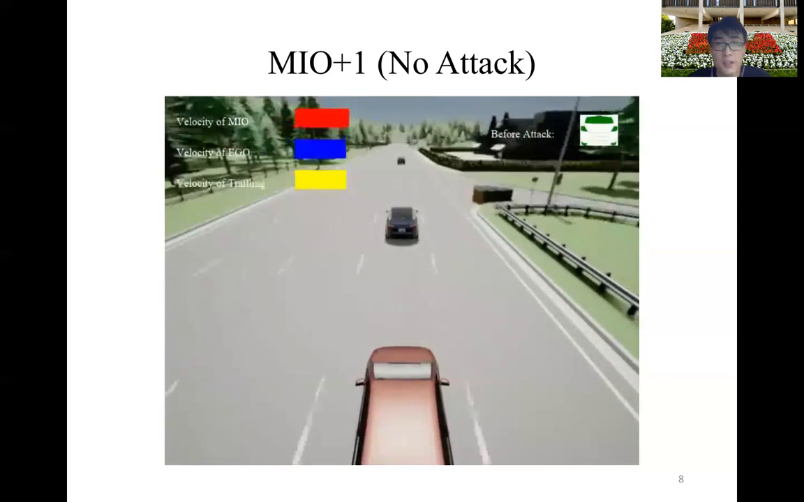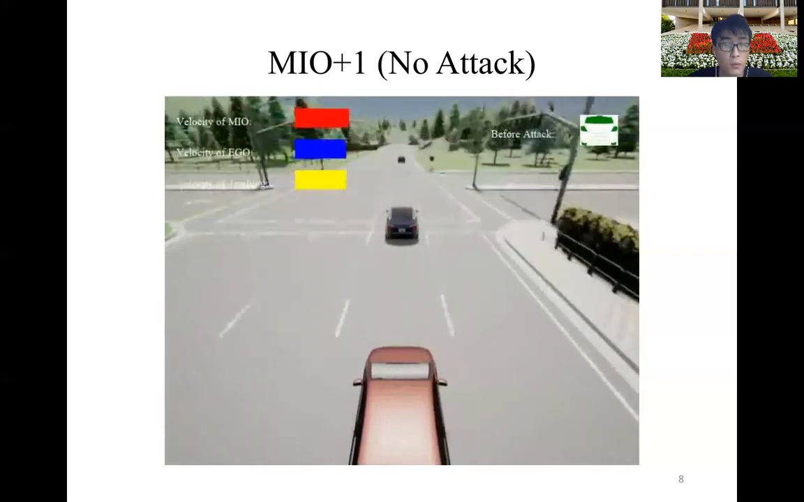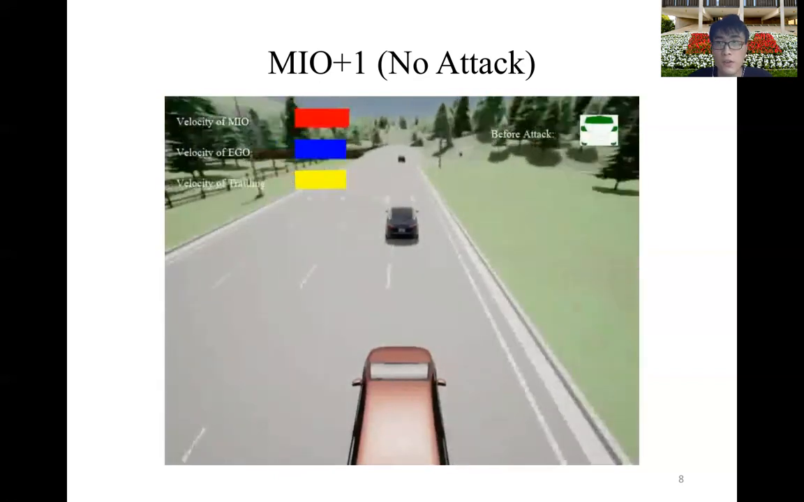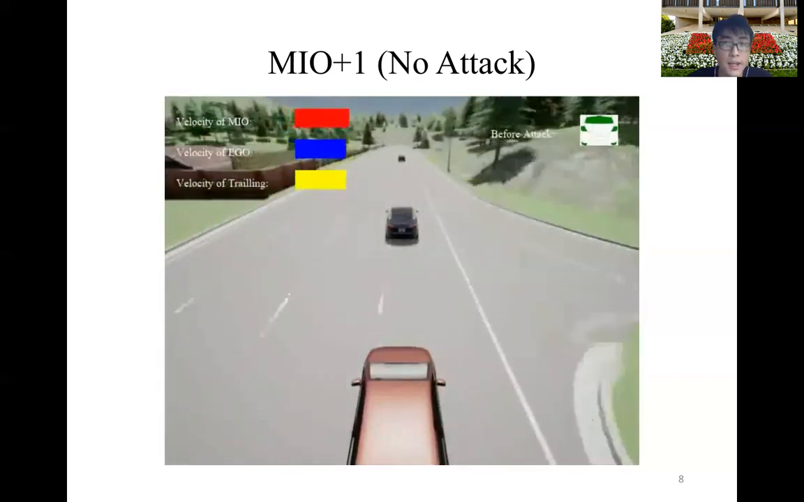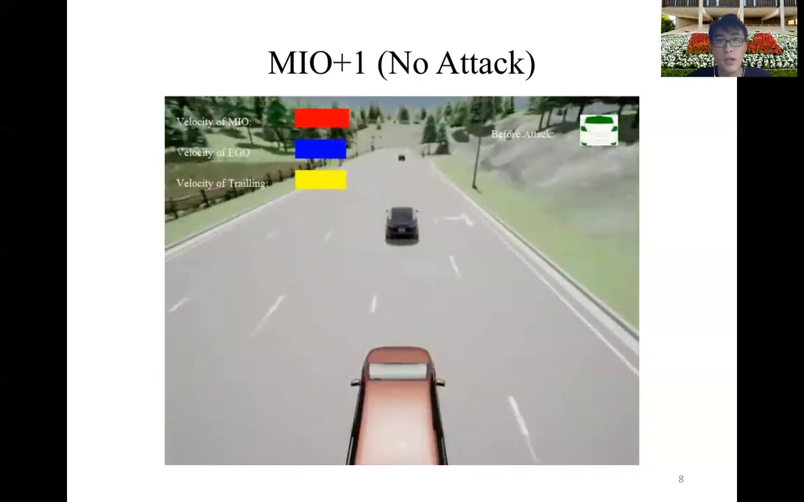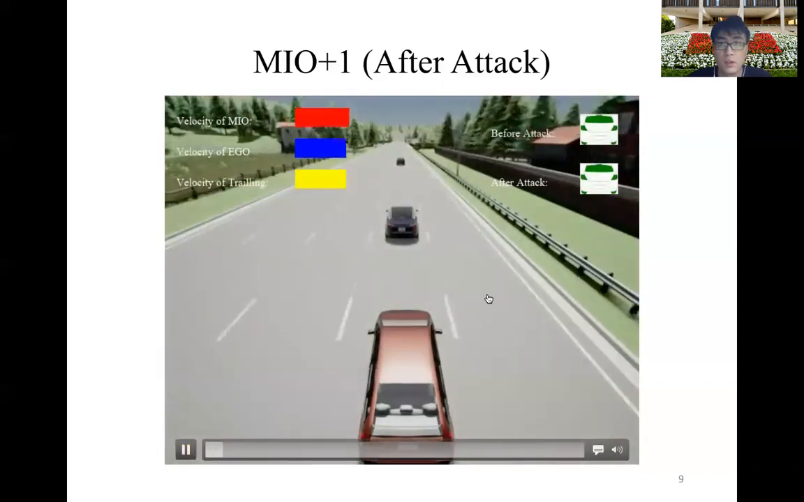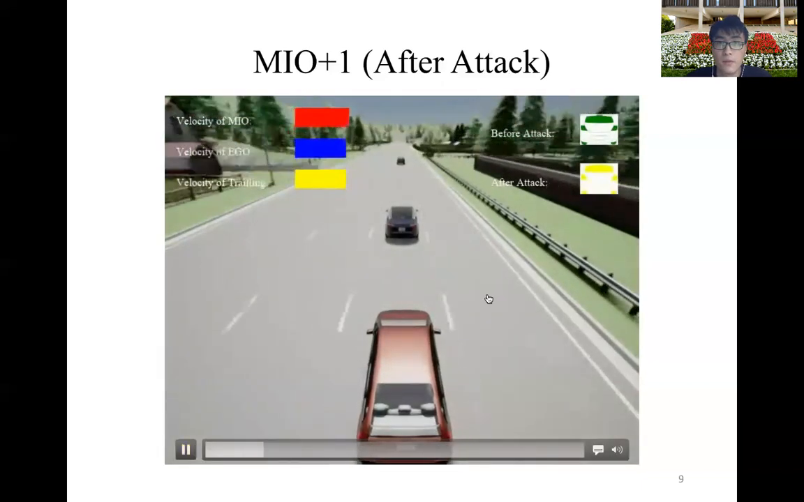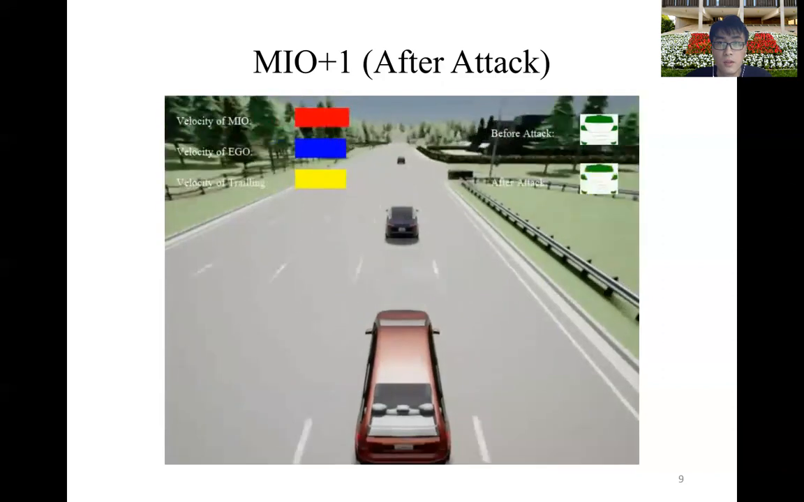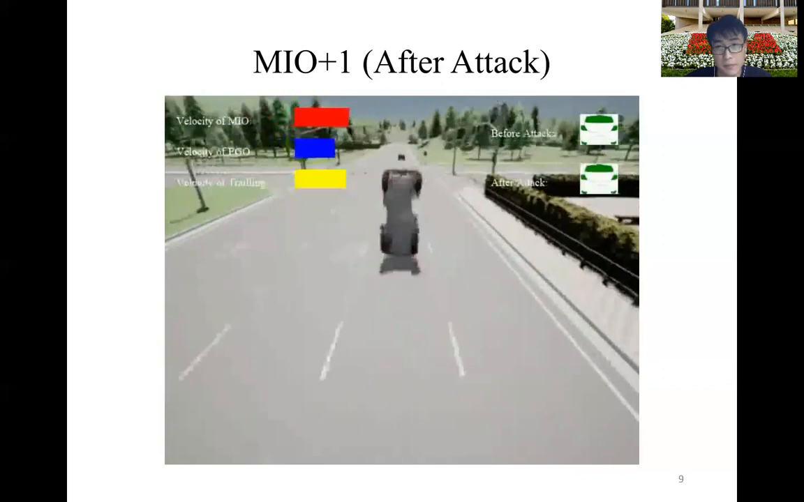So the attacker's goal here is to cause the FCW system of the victim car to output red warning. As a result, the human driver of the victim car may choose to brake suddenly, and it causes a car collision between the victim car and the trailing car. So here is the result of the attack. So a red warning is faked by the attacker, and then there's a car collision happening.